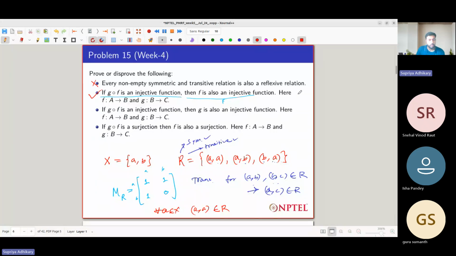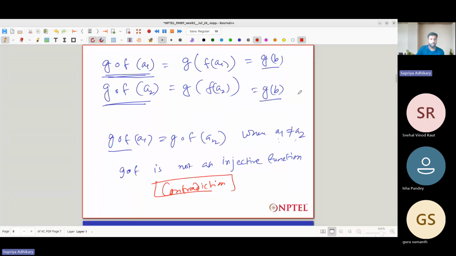Now the third statement is that if g∘f is an injective function and g is also an injective function, then here f and g are two functions, and so if g∘f is an injective function, then g also must be an injective function. So we will give an example where we will see that this is not true.